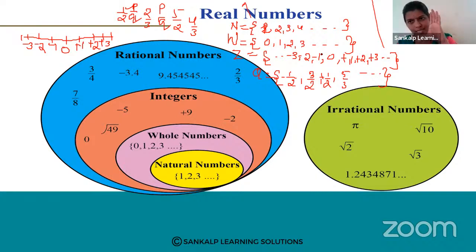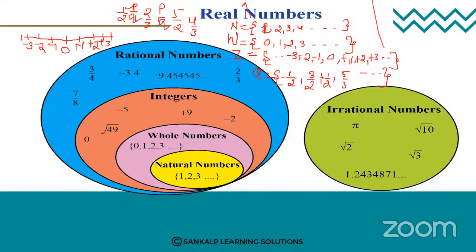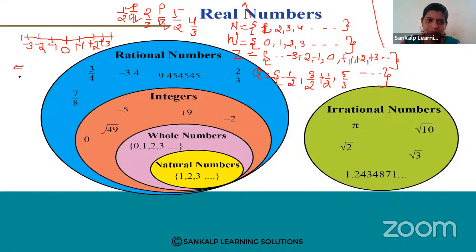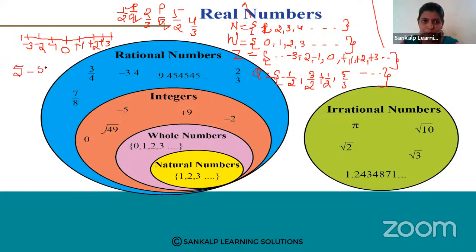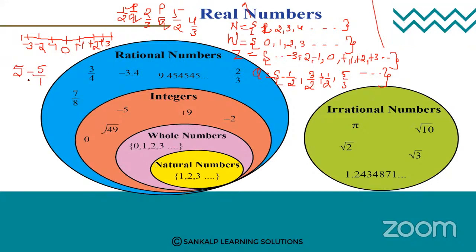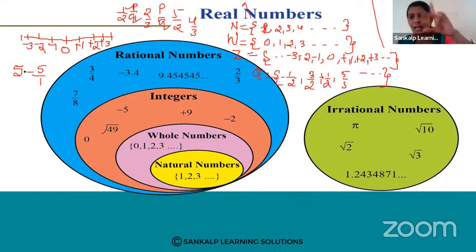So rational numbers, what type of numbers come? See, if I write 5, 5 is a rational number. How can you tell that it is a rational number? Yes, it is in the form of P by Q. If I write 5 divided by 1, it is in the form P by Q, right? So if it is in the form of P by Q, then it is a rational number, right?